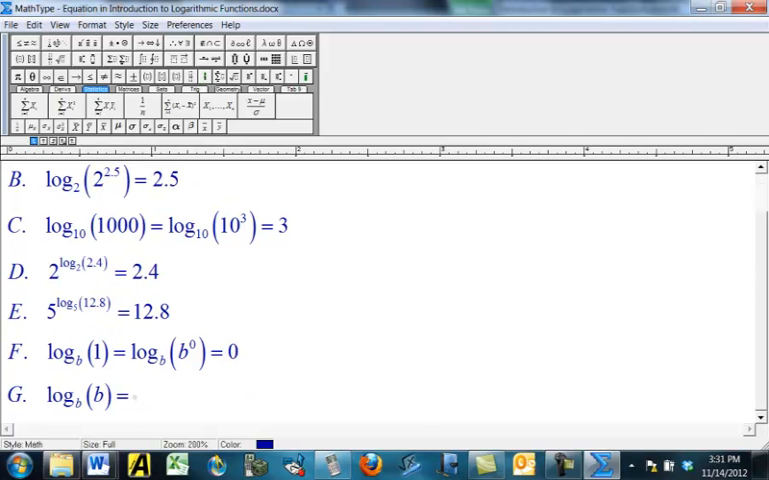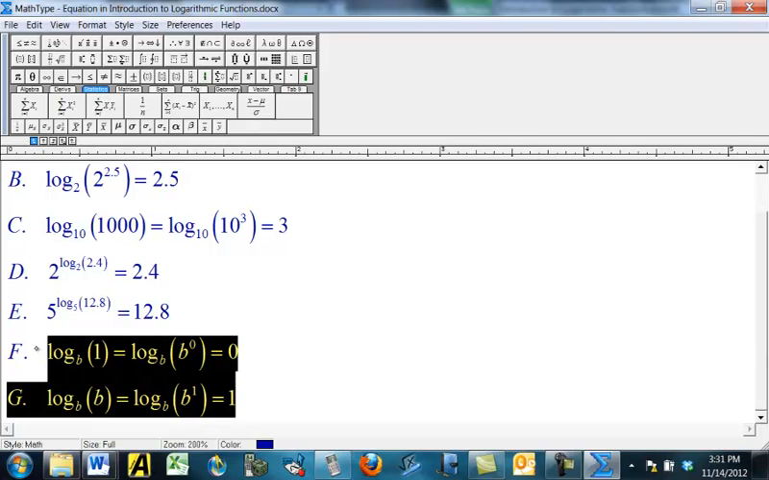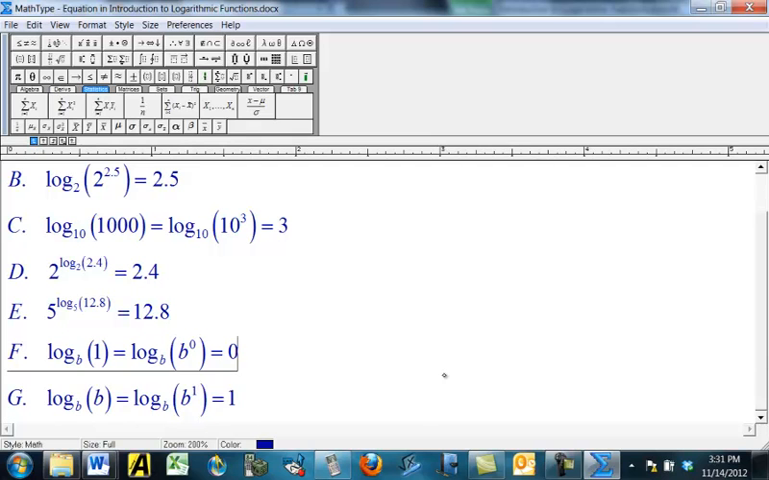And here's another one. It's nice. We can rewrite b as b to the first power, so log base b of b is 1. So log base 2 of 2 is 1. Log base 3 of 3 is 1. So these last two give you some special properties, where it doesn't matter what b is.